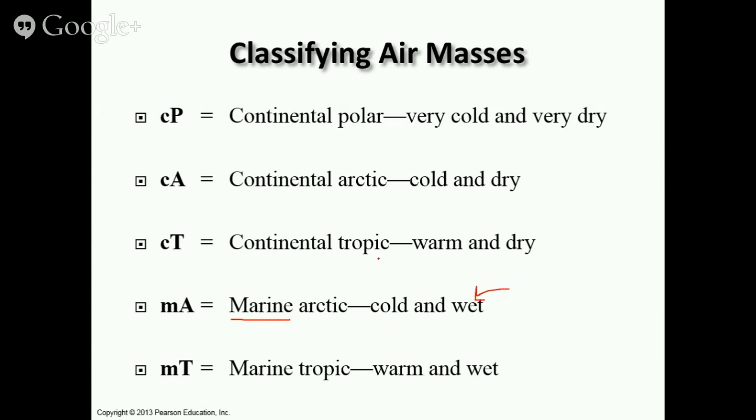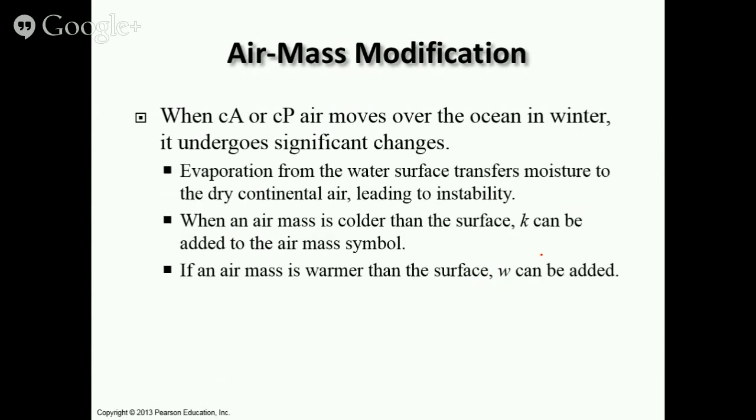So when we see continental tropic, we have a warm and dry environment, and that tells us about 2 things. All these tell us about 2 things: the humidity level and the temperature level. Whenever they move over the ocean, we have a significant change that takes place. Again, more intuition is involved in this, and that's where we see the evaporation from the water being transferred, and then the air mass is sometimes cooler than the surface.